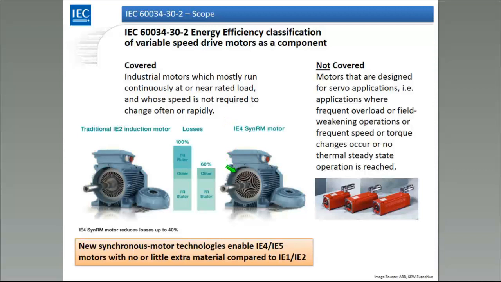So if you are planning on benefiting from variable speed drives, this is the perfect motor for you. And it has 40% less losses. And with our new standard, the 30-2, we can now classify these machines just like we can classify those machines.